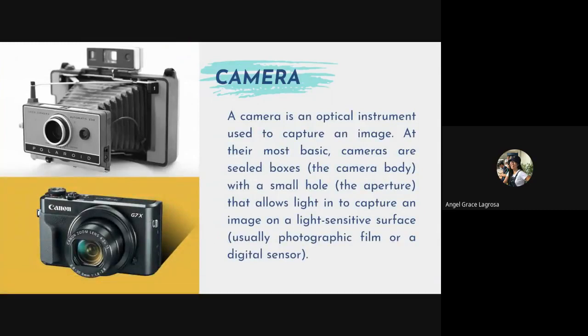So let's start with camera. A camera is an optical instrument used to capture an image. At their most basic, cameras are sealed boxes, the camera body, which you can see in the picture. It has a small hole on it, which is the aperture that allows light in to capture an image on a light-sensitive surface, usually photographic film or digital sensor. But a camera isn't just for entertainment.